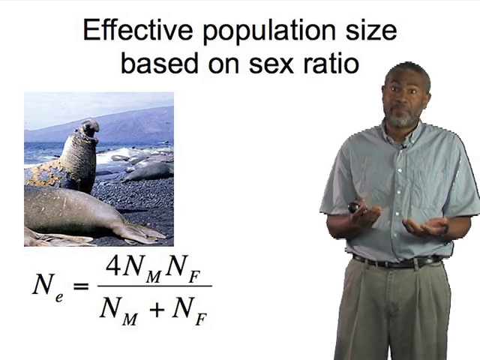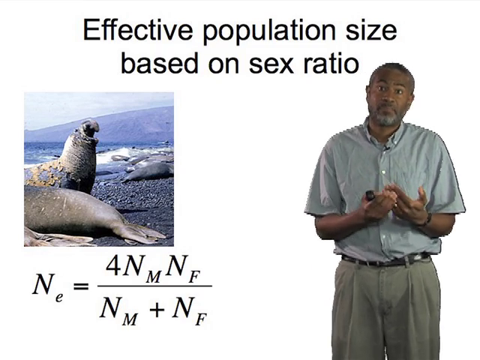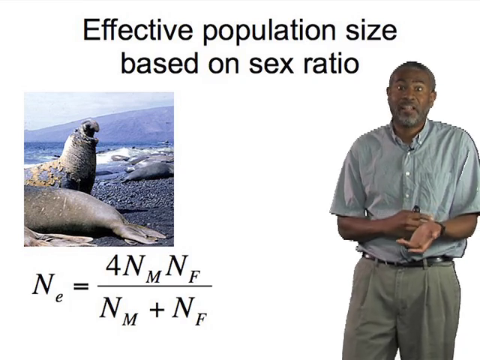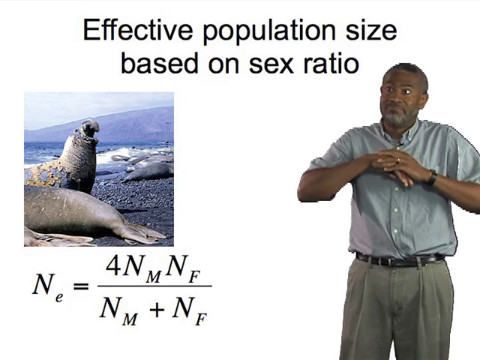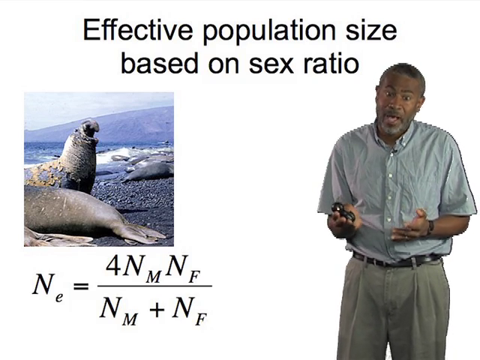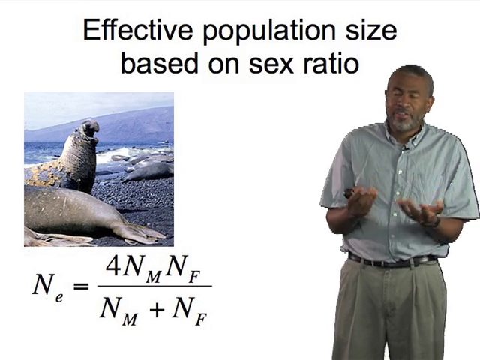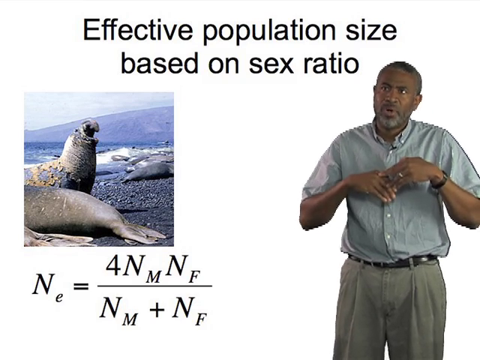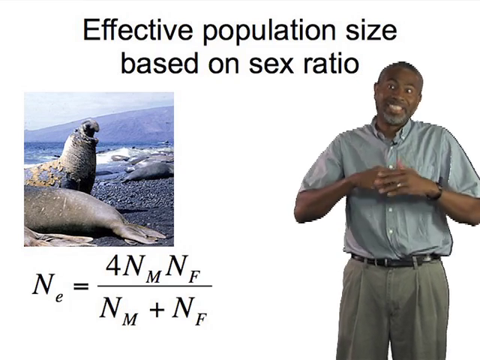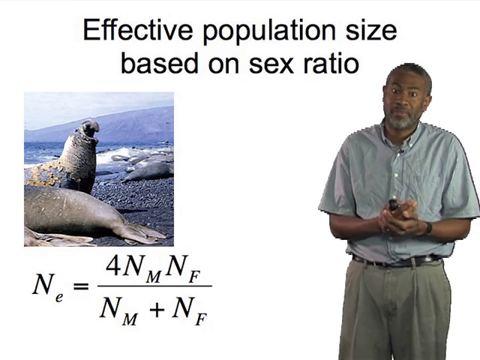Here's an example of effective population size which is based on the sex ratio in the population. For example, say you have an elephant seal, and we know, of course, that elephant seals typically have one or a few males that mate with all of the females in the population. So you may have, say, 25 individuals total, with one of them being a male, 24 of them being female. So our census size in that case is 25, the actual number of individuals.